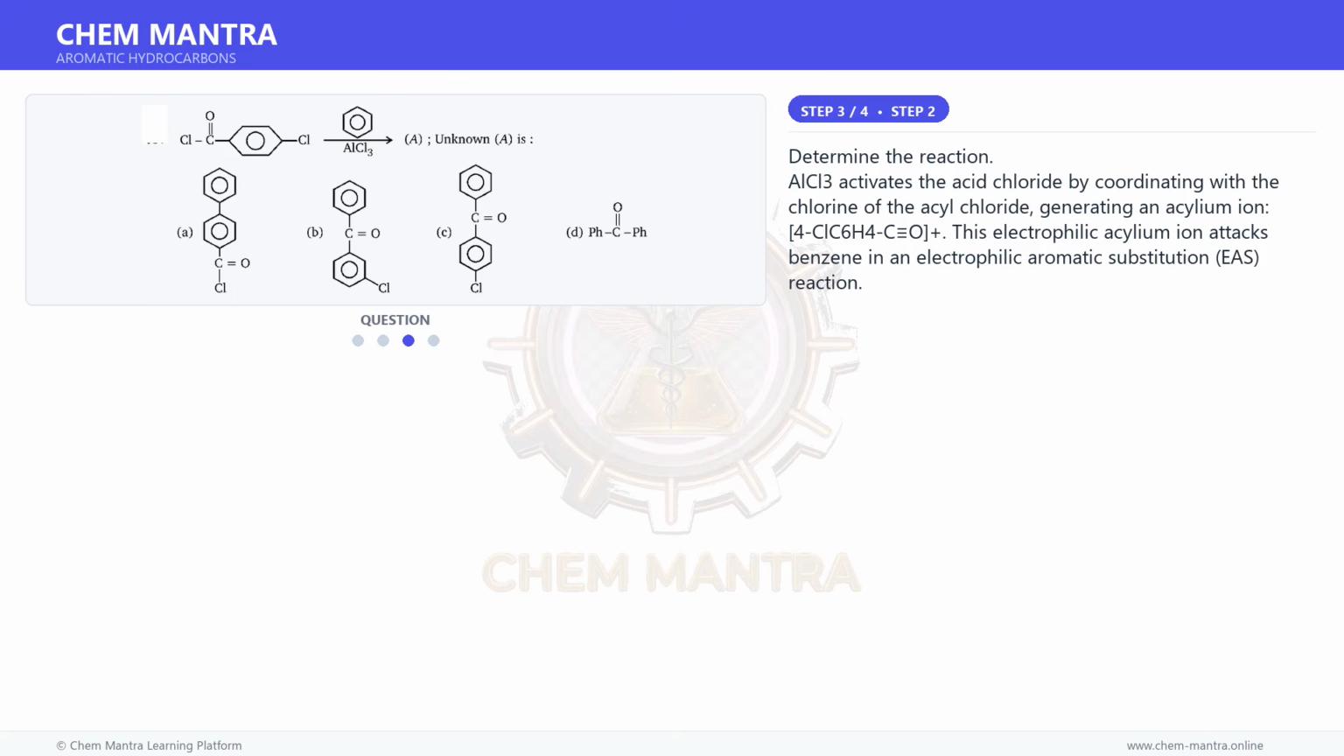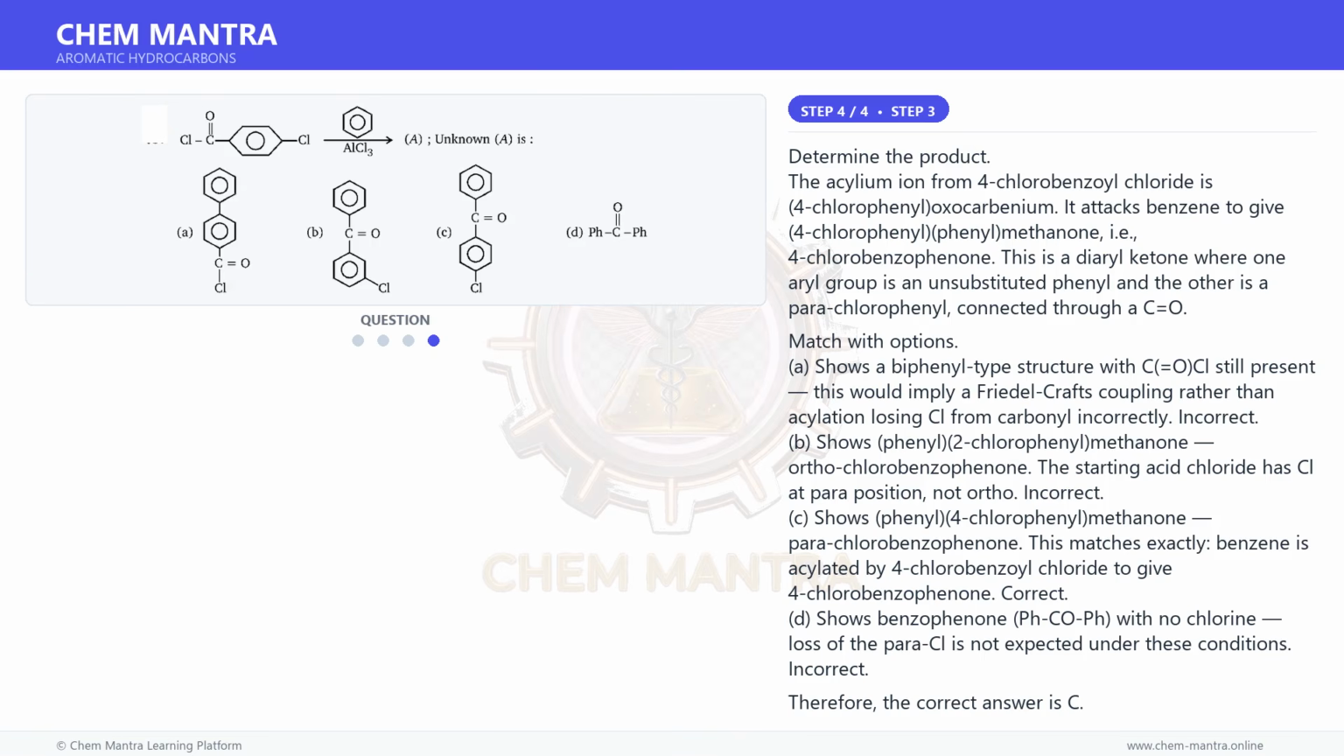Determine the reaction. AlCl3 activates the acid chloride by coordinating with the chlorine of the acyl chloride, generating an acylium ion, 4-ClC6H4CO+. This electrophilic acylium ion attacks benzene in an electrophilic aromatic substitution, EAS, reaction. And for the final step, determine the product.